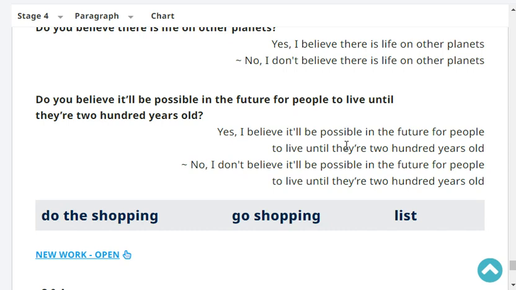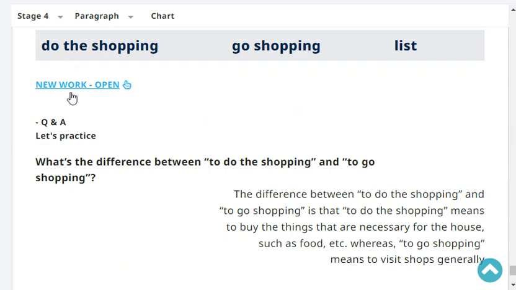Yes, I believe it will be possible in the future for people to live until they're 200 years old. Very good. Okay, next. Repeat.